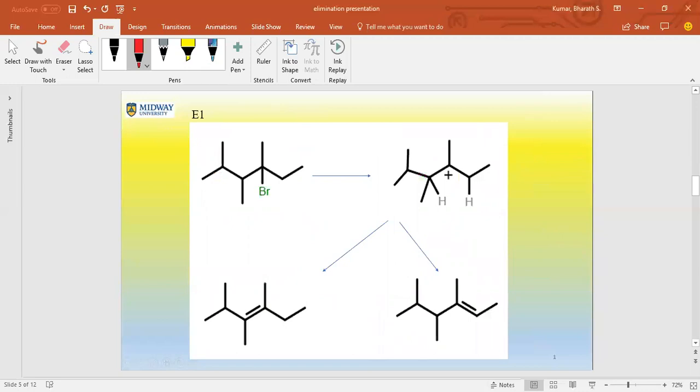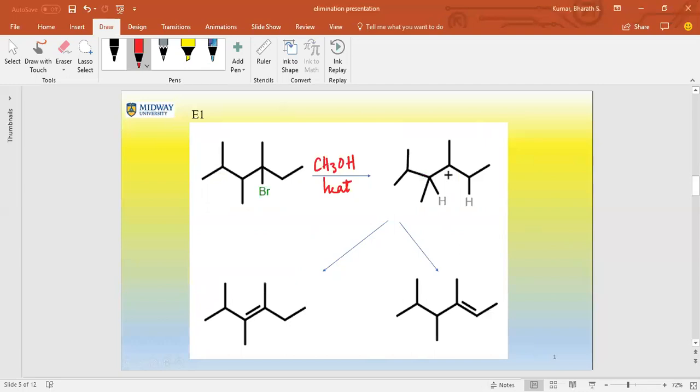Now I am going to use a weak base, like maybe methanol, and heat. Now, heat is a very good indicator of a reaction being elimination. It does not indicate, however, whether it's E1 or E2, but heat sure does give you a clue. And this is a weak base.